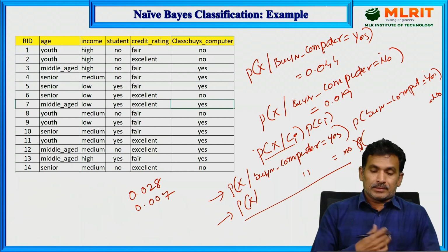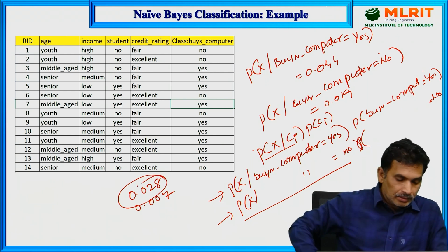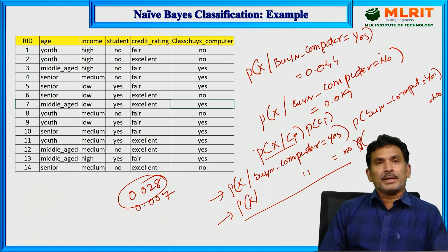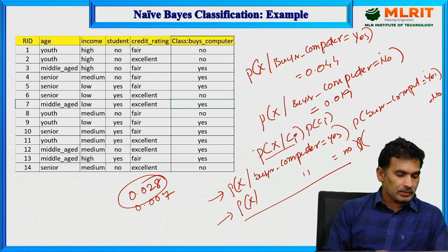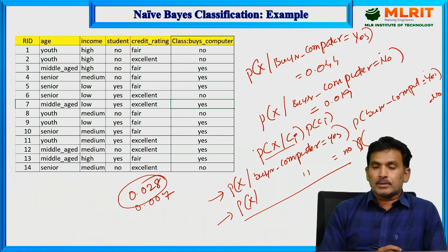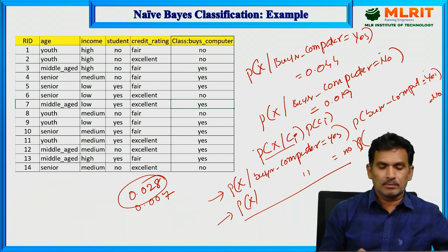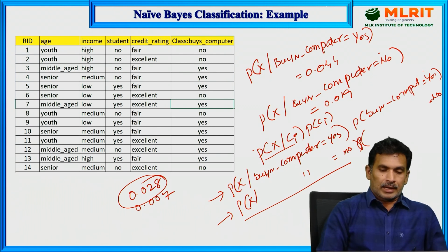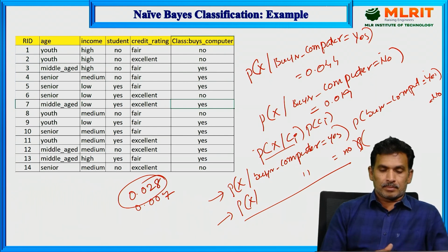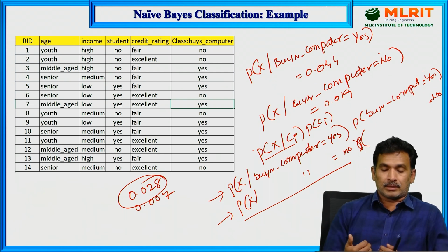So then which is the highest probability? 0.027 is the highest probability. Therefore the naive Bayes classifier predicts that the class label of this, that is Bayes computer yes, for the tuple X. So that is the way we solve this problem. The calculation part is very simple, but the only thing to understand is all these posterior probabilities and prior probabilities. If there are many attributes, then it would be a little bit clumsy, so we have to write it clearly.